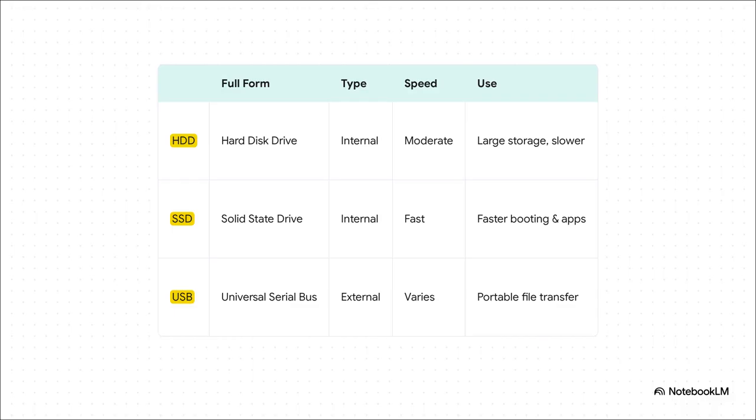The classic hard disk drive, or HDD, that's like the big old-school metal cabinet. It holds a ton of stuff, but it's a little slow to open. The solid-state drive, or SSD, is the sleek, modern version. It's crazy fast and makes your whole computer boot up in seconds. And a USB drive, that's kind of like a little portable folder you can carry from one office to another.